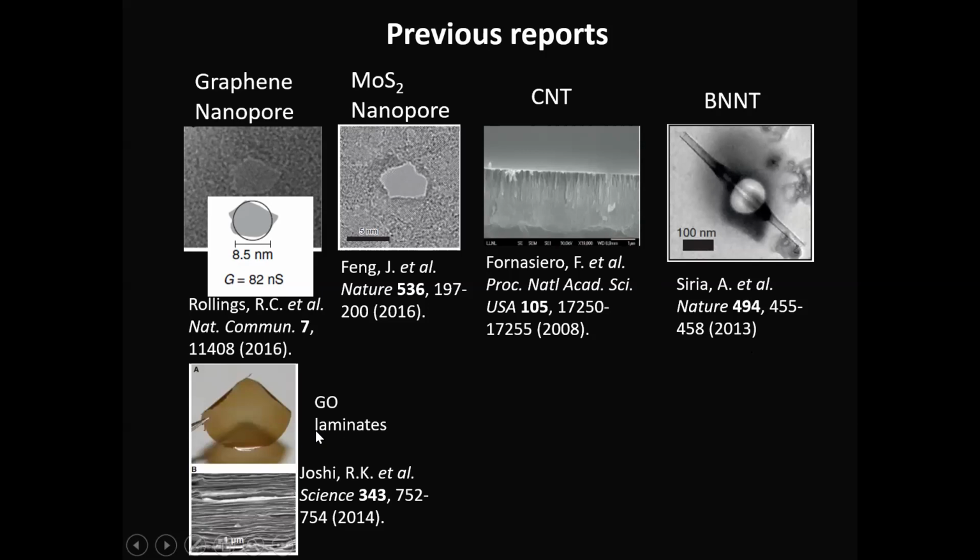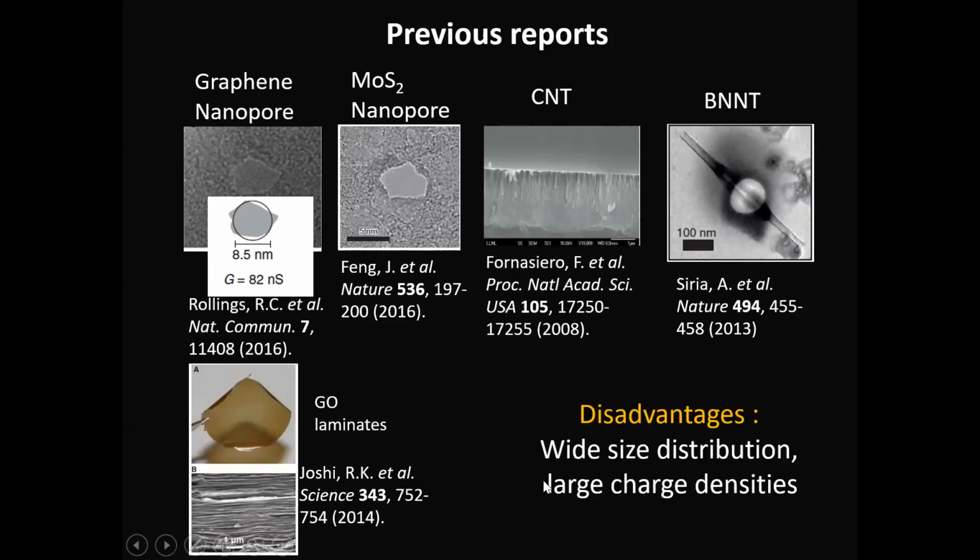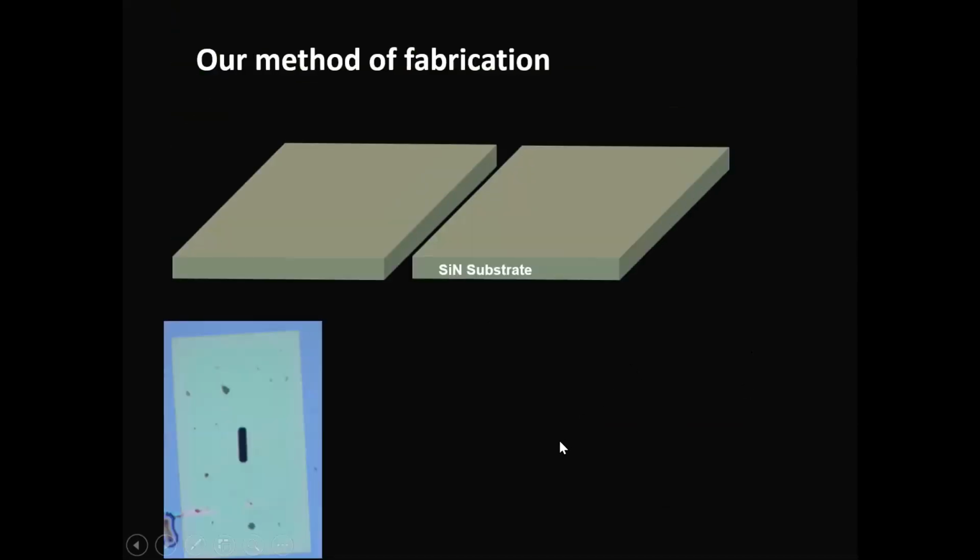Then these are 2D laminates, graphene oxide laminates. See the laminates which we have discussed. There are a lot of problems with this, because of wide size distribution and large charge densities. Then the pore sizes are also very different. Let me explain this one. This is the only thing I am going to explain, but otherwise the physics is already explained.